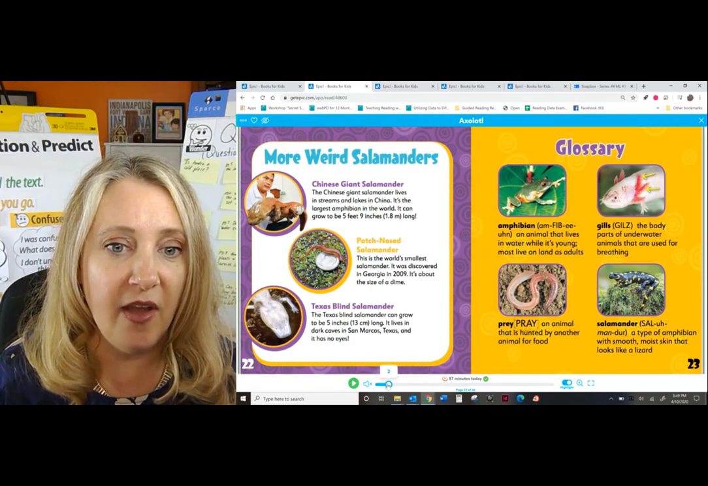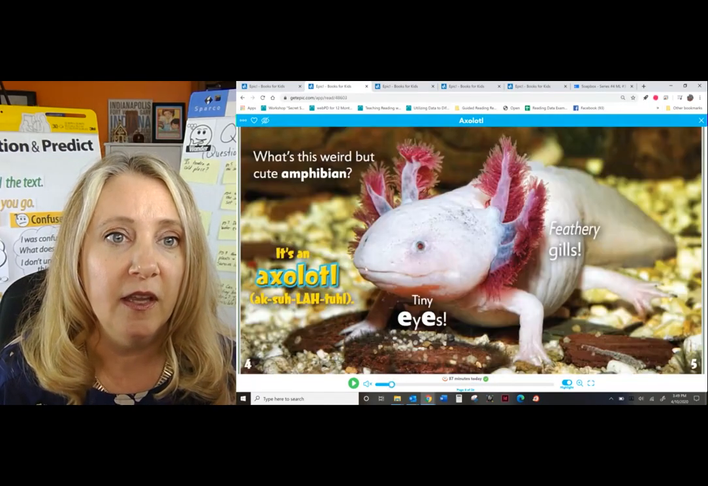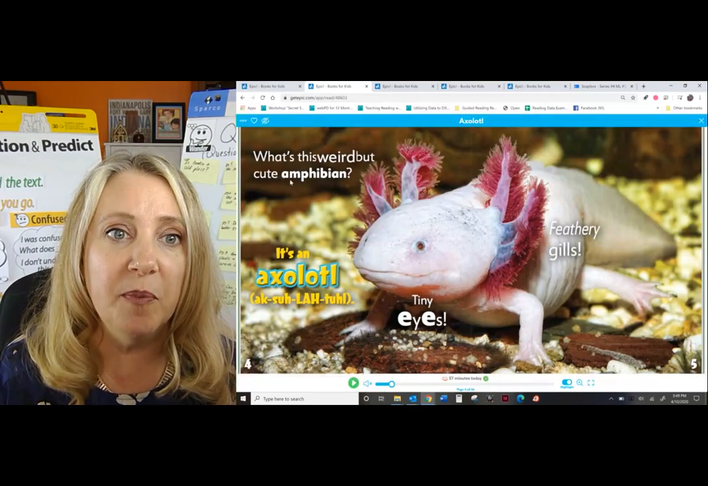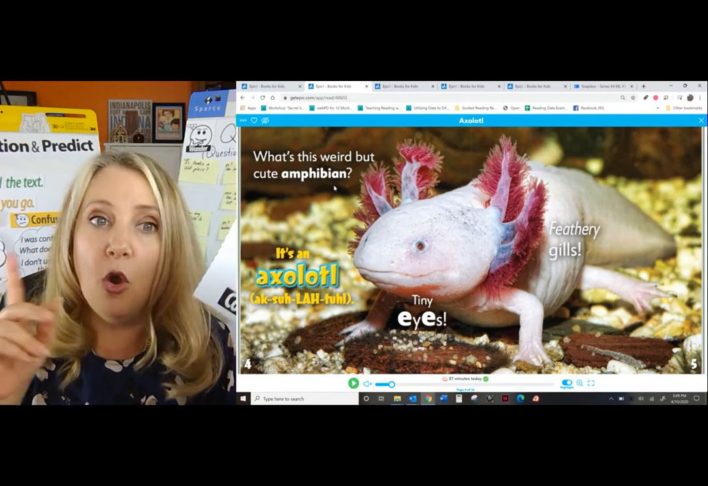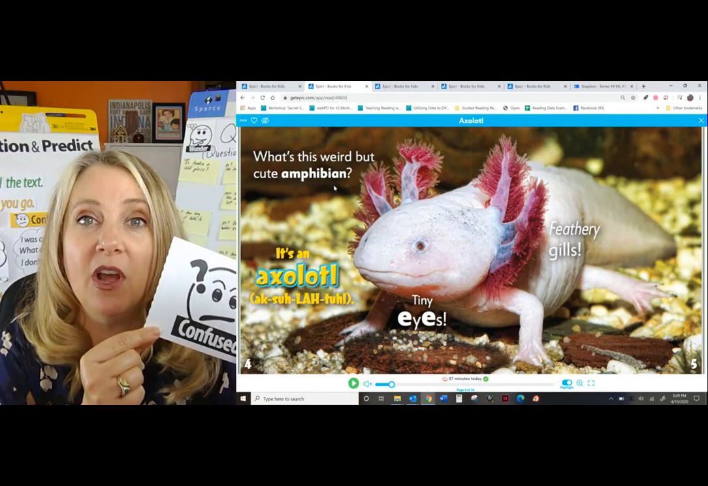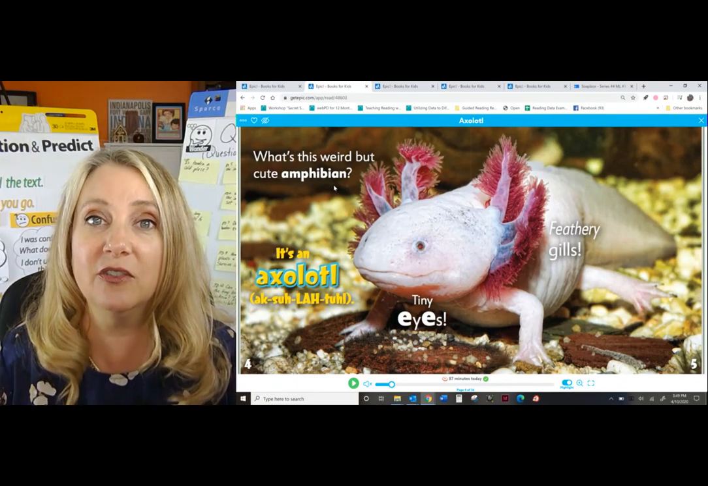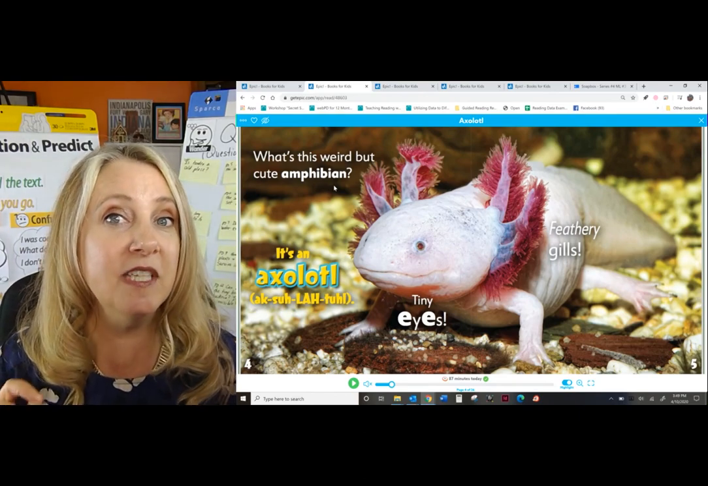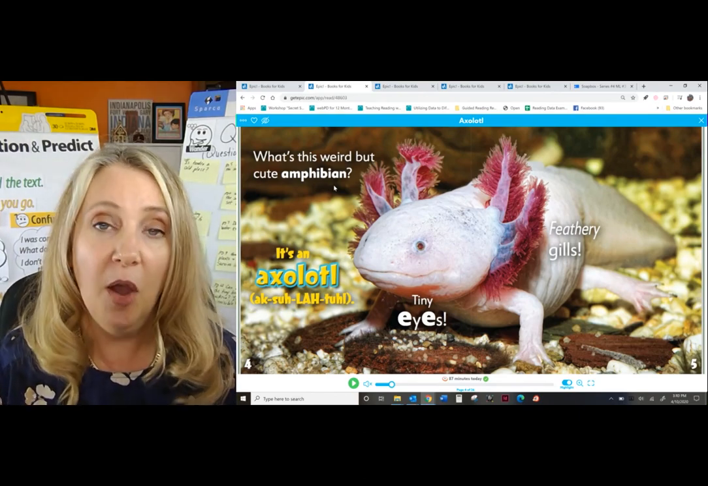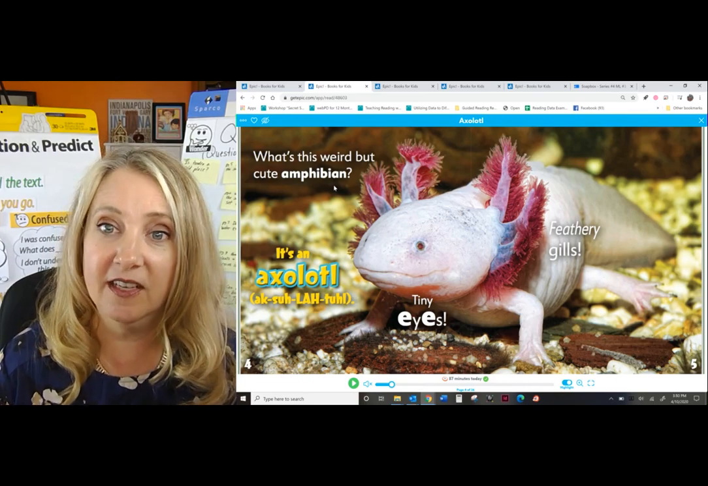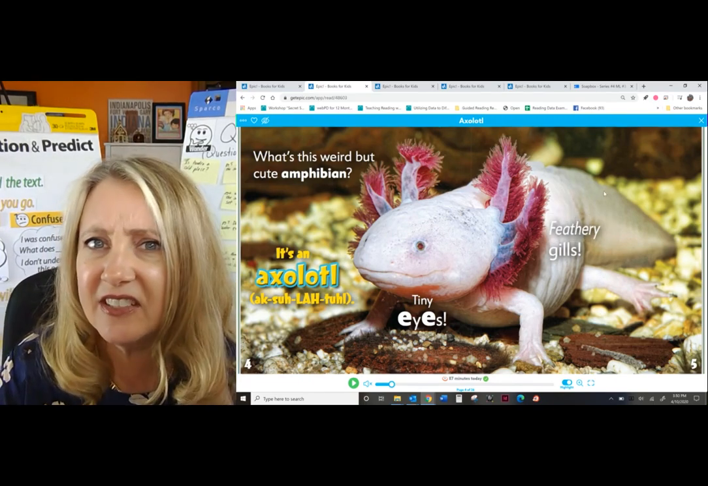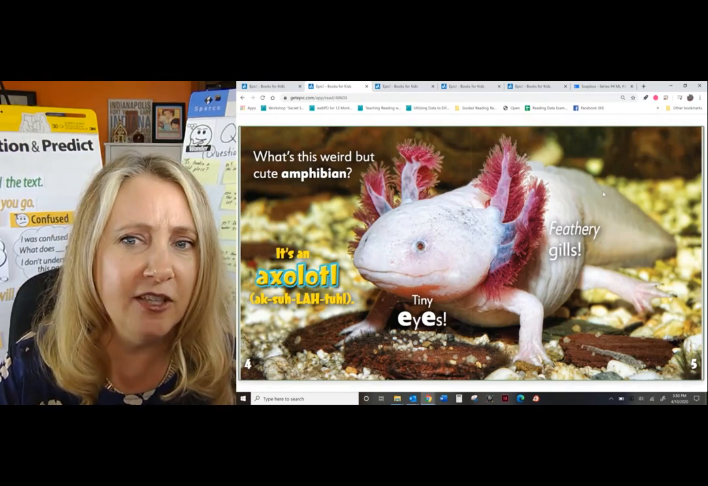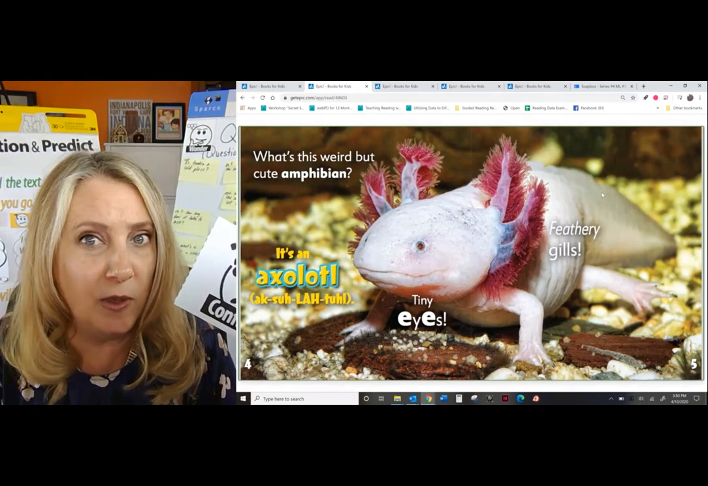Yes. So now, as we go back, what's this weird but cute amphibian? Oh, we understand it now. We're not confused anymore because we checked the glossary. It's an animal that lives in the water while it's young, but then on the land while it's an adult. Okay, so now, is there anything else that came up on this page that made you think, what's that word mean?